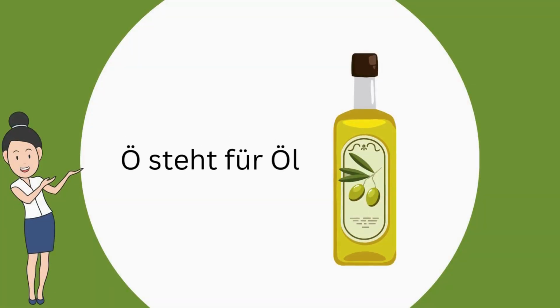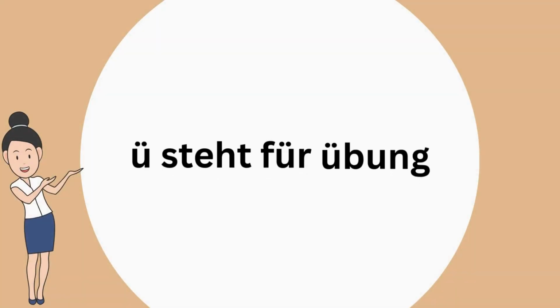Next, we have the letter O with the 2 dots on it, or the letter O with an umlaut. And how is it pronounced? It's pronounced as U. Once again, U. And U steht für Öl. Once again, Öl. Öl means oil.